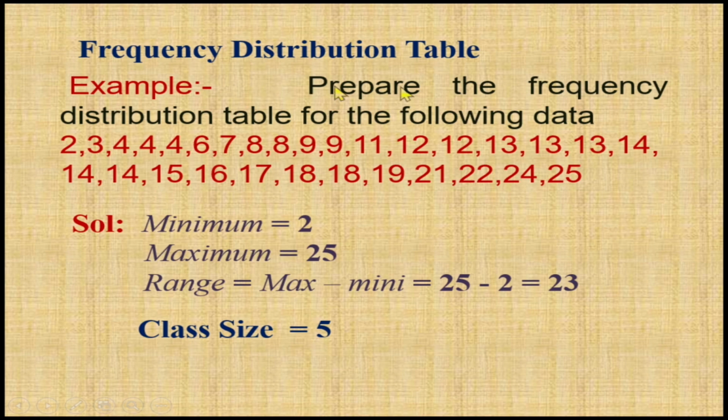Here, prepare the frequency distribution table for the following data. Here you can see there are 30 observations, and among all these, which is the smallest number and which is the highest value here? 25. So, minimum is 2 and maximum is 25. You will call the difference between the minimum and maximum the range. So, range is equal to maximum minus minimum, that is 25 minus 2. How much is it? 23.